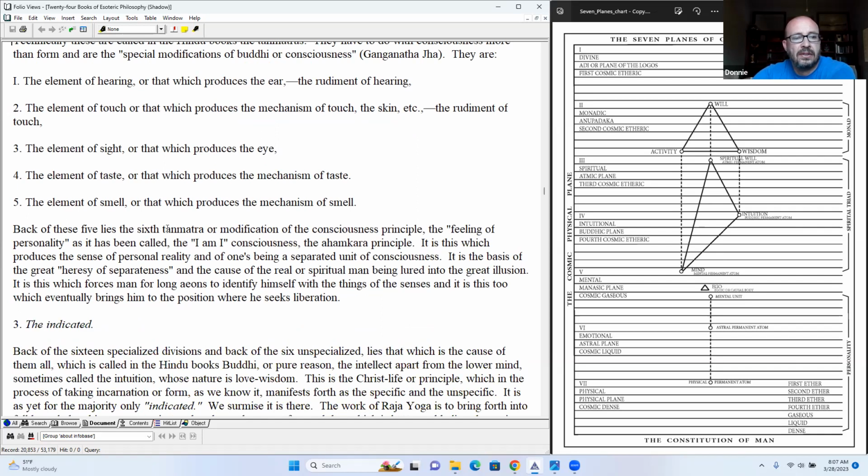Back of these 5 lies the 6th mantra, or modification of the consciousness principle, the feeling of personality, as it has been called, the I am I consciousness, the ahamkara principle. It is this which produces the sense of personal reality and of one's being a separated unit of consciousness. It is the basis of the great heresy of separateness and the cause of the real or spiritual man being lured into the great illusion. It is this which forces man for long aeons to identify himself with the things of the senses, and it is this, too, which eventually brings him to the position where he seeks liberation.